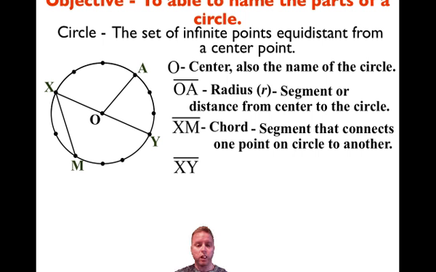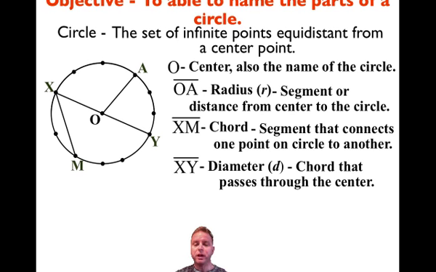Line segment XY goes through the center. Do you know what that would be called? If you said diameter, you're correct. And the abbreviation for diameter is D. And that's a chord, so it is a chord that passes through the center of the circle. So it's a special chord.